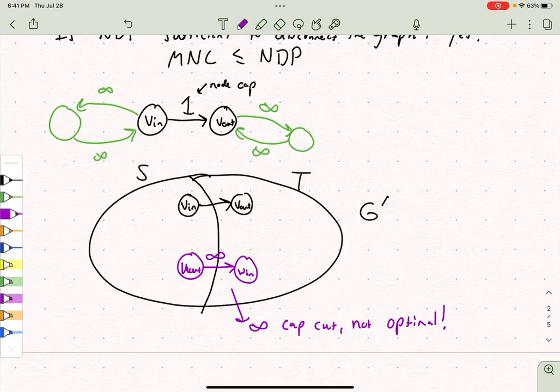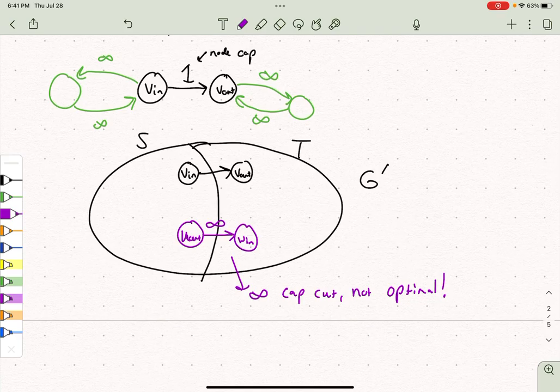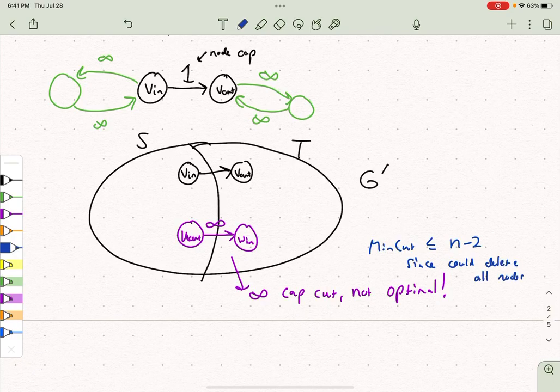Because obviously, in the very worst case, we could just choose every node, and clearly every node in the cut will disconnect S from T. So we always know the min cut is at most n minus 2, since we could delete all nodes besides S and T. And I'm assuming here there's no edge from S to T or T to S, because obviously if you can just go straight to T from S, then it doesn't matter how many nodes you delete.